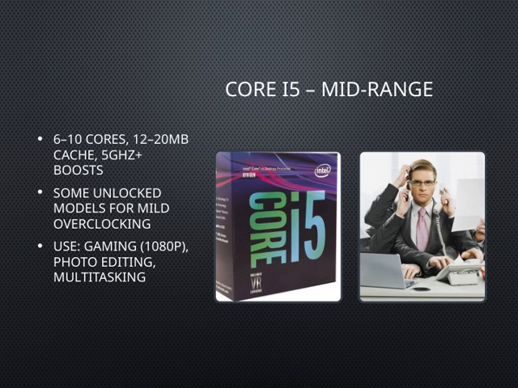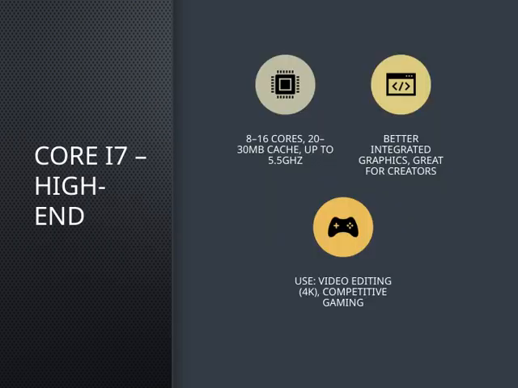Some models are unlocked, which means you can do mild overclocking if you're interested in squeezing out a bit more performance. In terms of use cases, the Core i5 is great for gaming at 1080p, so you get smooth gameplay without needing the highest-end hardware. It's also suitable for photo editing, where multitasking and good processing power are essential. Overall, this processor strikes a nice balance between performance and affordability, fitting well into the overall theme of versatile computing options.